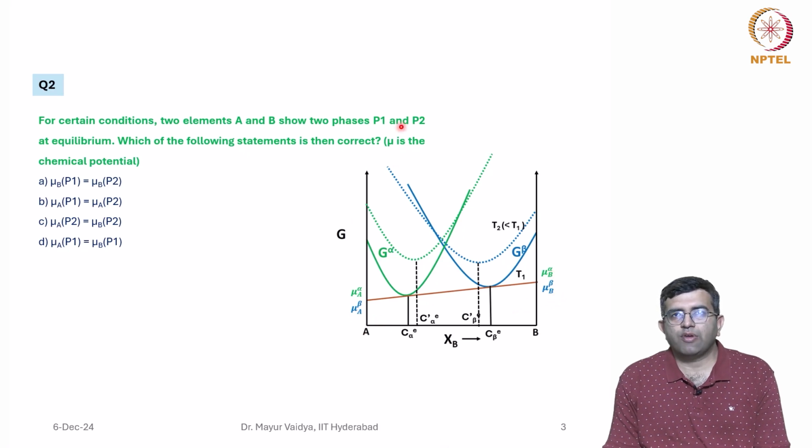In this case, alpha and beta we are denoting as P1 and P2. So, we write mu A in P1 should be equal to mu A in P2, and mu B in P1 should be equal to mu B in P2. So, the correct options are A and B.